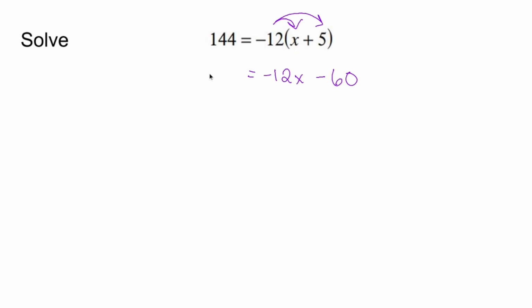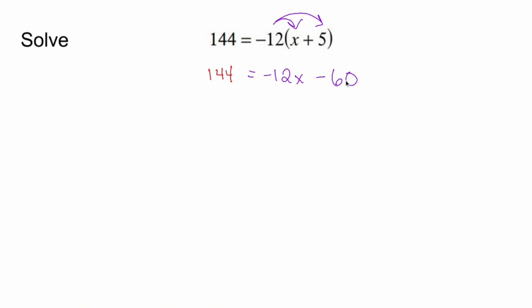114 drops down on the left like so. Now what we have is a regular two-step equation. X is not alone on the right side. You have a minus 60 and a negative 12 being multiplied to it. Minus 60 is just being subtracted.